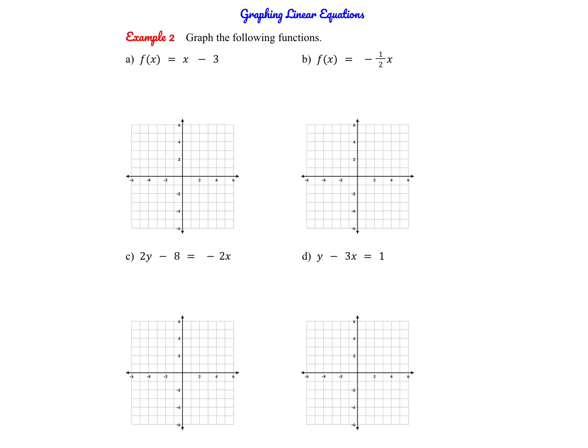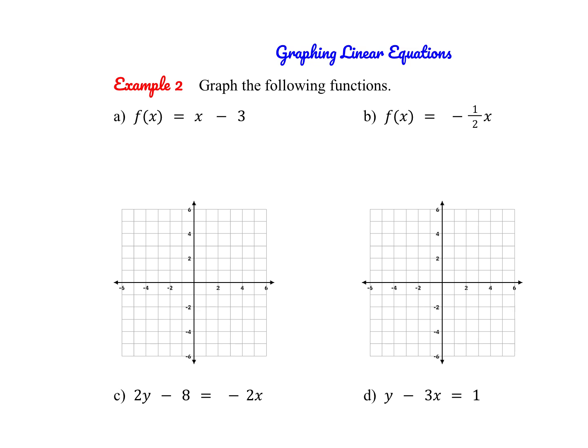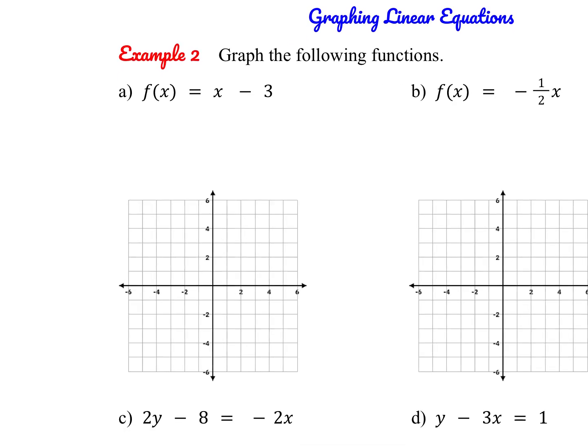All right, let's see if we can graph these 4 equations together. So this first one, f of x equals x minus 3. I always list out the slope and the y-intercept. Here, m, which is the slope, is always the coefficient of x. So in this case, m is 1. And sometimes it's nice to write it as a fraction, so I'm going to write it as 1 over 1, so I know what the rise and the run are.